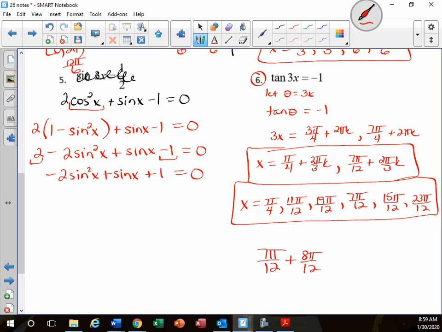Okay, when I factor, I don't like it when the leading term is negative. I just think it's harder. So how could I make it not be negative? Yeah, change all your signs. So this is 2 sine squared x minus sine of x minus 1 equals 0. Okay, we are factoring.